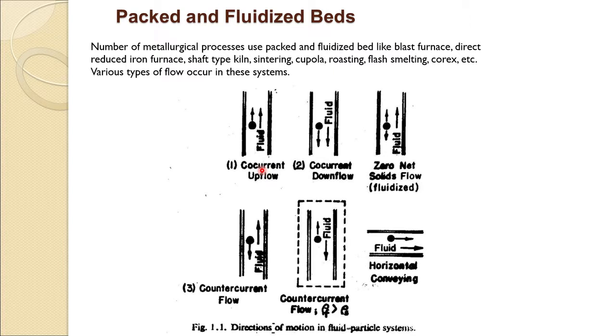Co-current upflow, where the solid and fluids are traveling in the same direction. And then co-current downflow, where solid and fluid, we are using fluid because fluid can be anything, either a gas or liquid. So, the common word is fluid when you refer to it. So it could be gas or liquid. So in co-current downflow, the solid and the fluid are traveling down together.